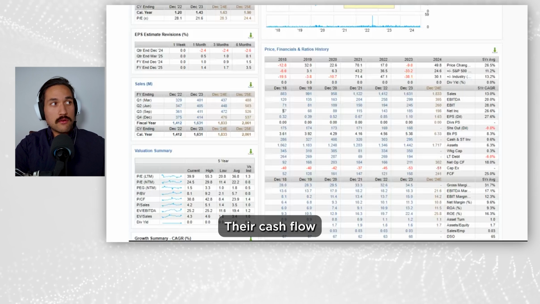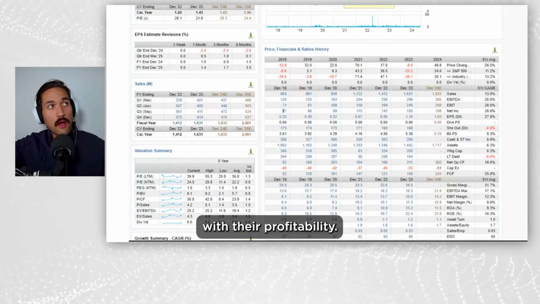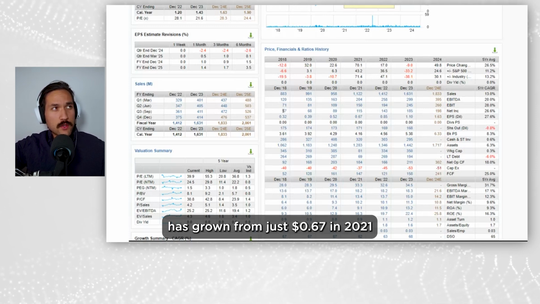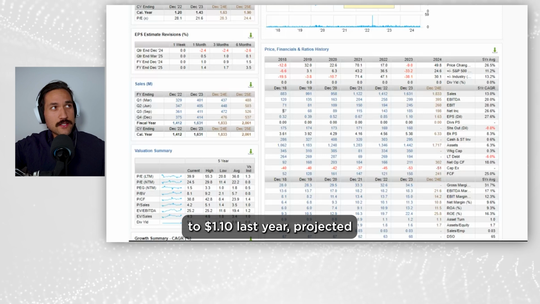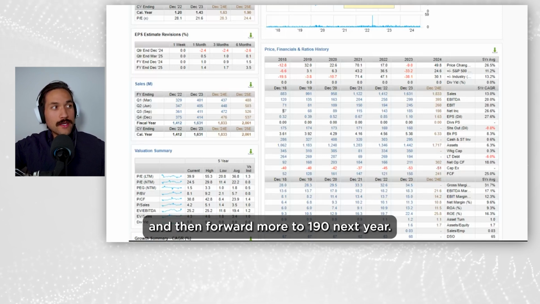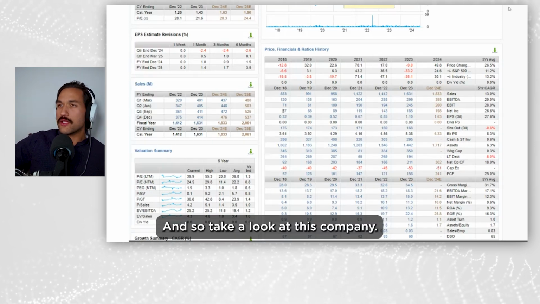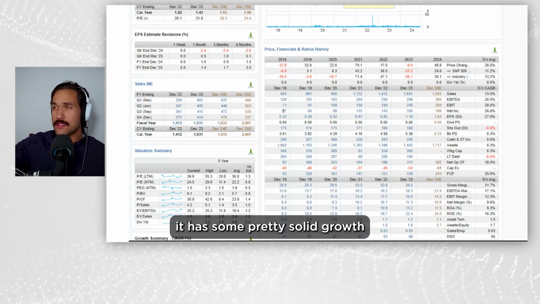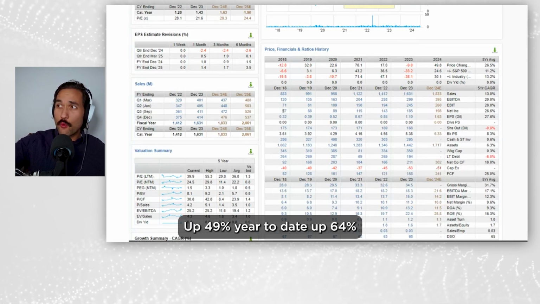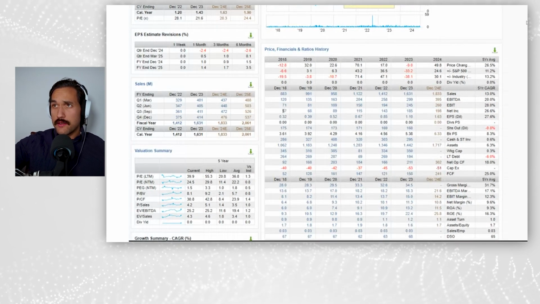Their cash flow, generally positive growth over the past 5 years, expanding with their profitability. Again, bottom line earnings per share has grown from just 67 cents in 2021 to $1.10 since last year, projected to be $1.63 this year, and then forward more to $1.90 next year. And so take a look at this company. It looks like it has some pretty solid growth. Price appreciation, also nothing to shake a stick at, up 49% year to date, up 64% on the 52 weeks.